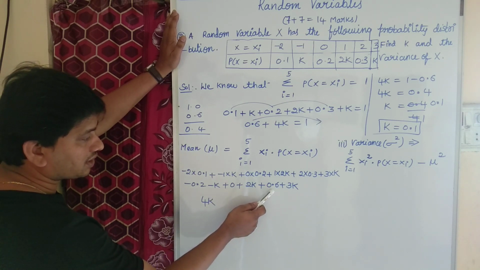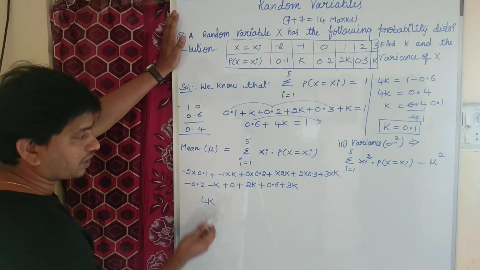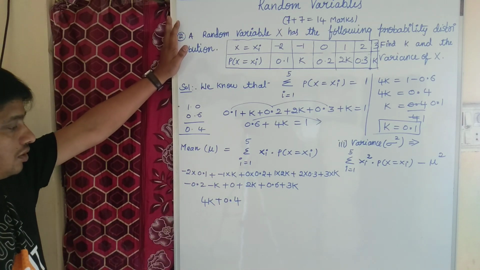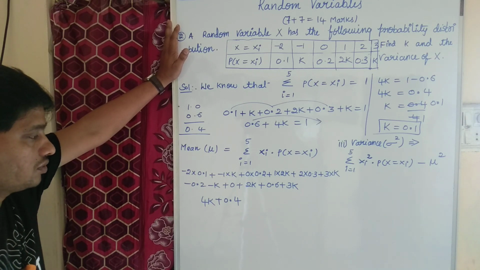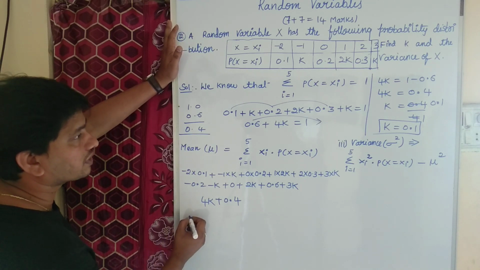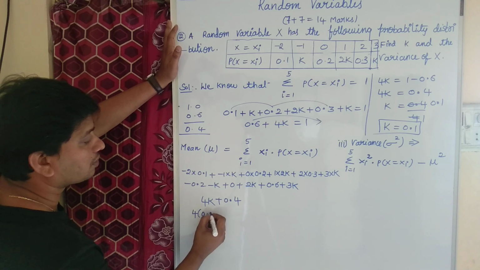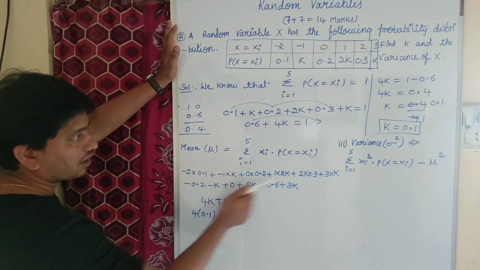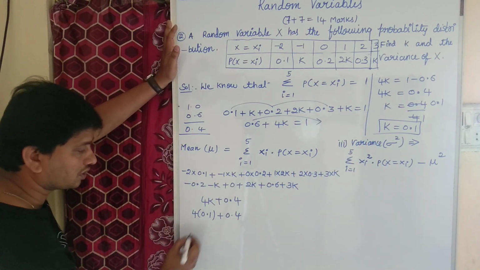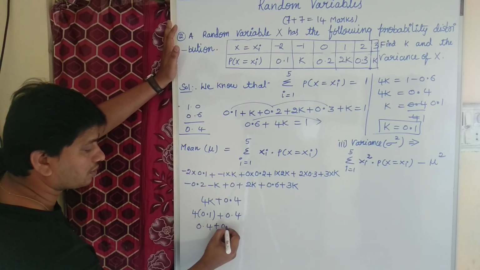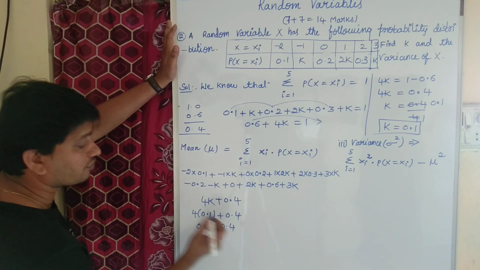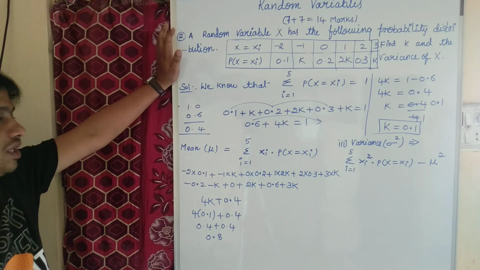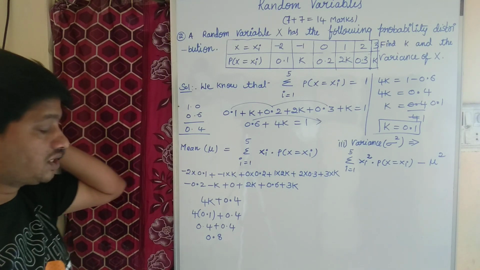Next, 0.6 minus 0.2. You will get 0.4. Right? 4k plus 0.4. So, K value how much we got? 4 into 0.1 plus 0.4. Children, is it clear? In place of k, I substituted 0.1. This will become 0.4 plus 0.4, which is equal to 0.8. So what is the value of mean? We got the value of mean is 0.8.